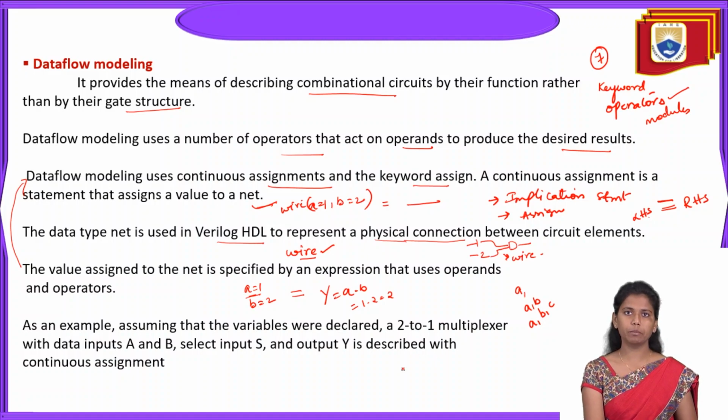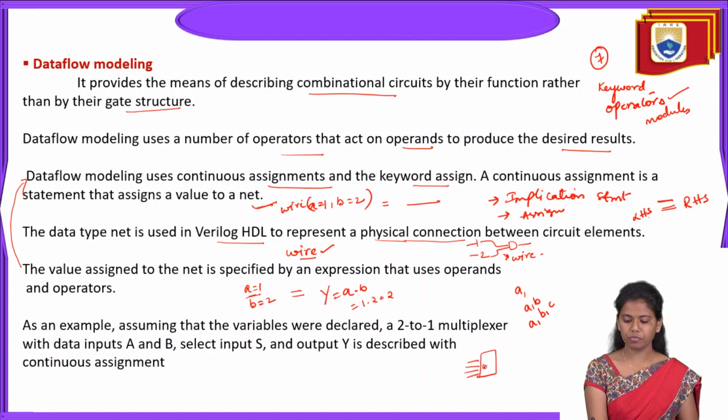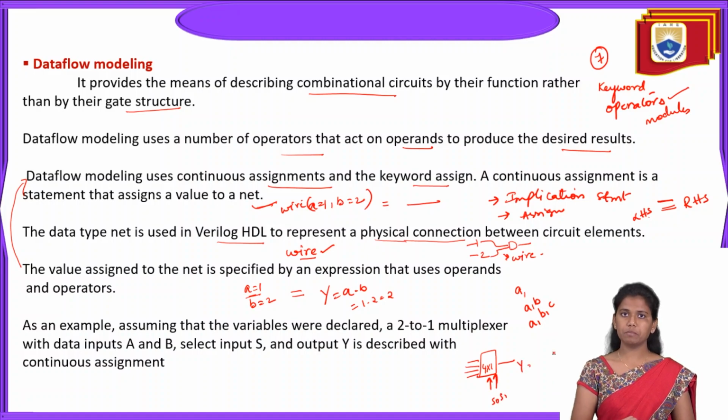This 2x1 multiplexer consists of the data inputs A and B, the selection input S, and the output Y. So we know that for example the 4x1 mux has 4 inputs, right? A, B, C, D are the 4 inputs, and we have 2 selection lines. Based on these selection lines, the output is observed.